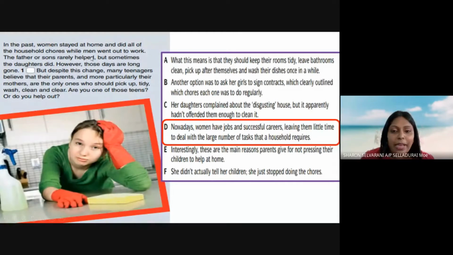Can you see? Despite this change, so what happened to the women? Those days, yes, the mothers stayed at home. Nowadays, most women work. All right, not everybody, some people still prefer being homemakers, right? So nowadays, many people work. So there is a contrast here, and you can see a continuation. All right, so the answer is D.